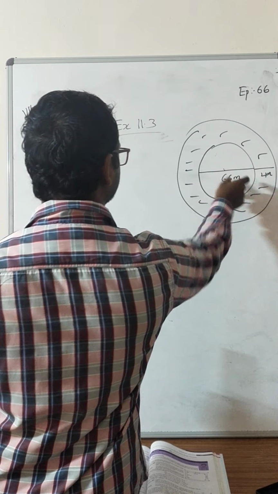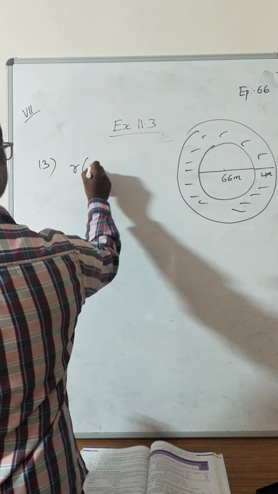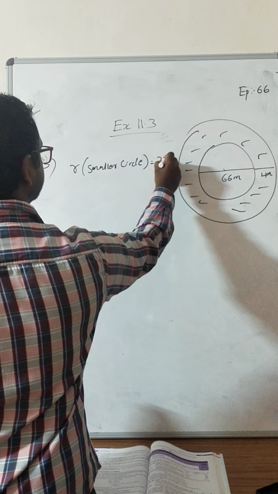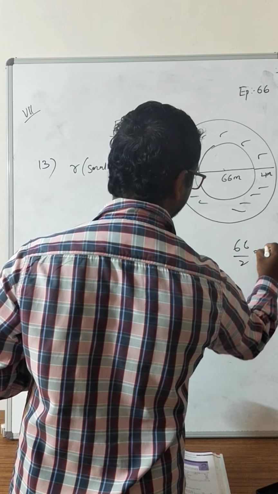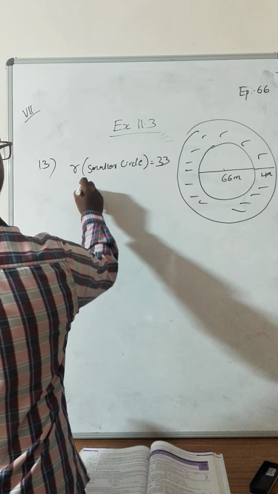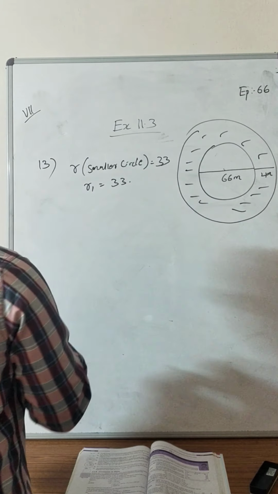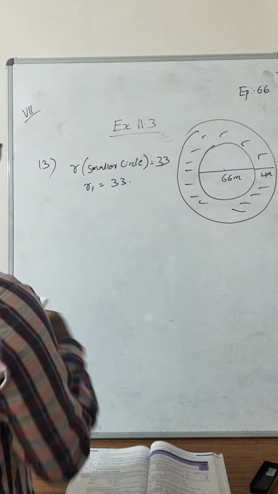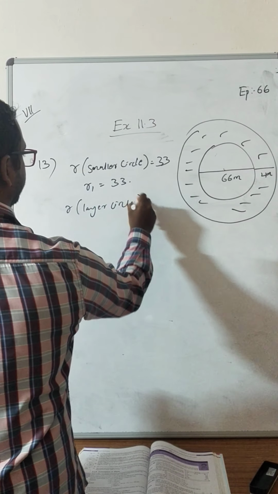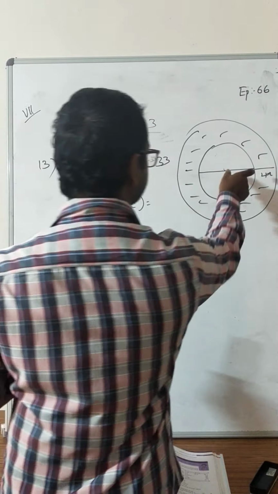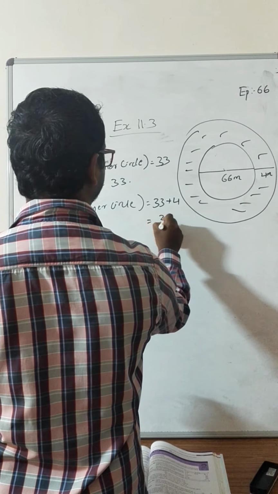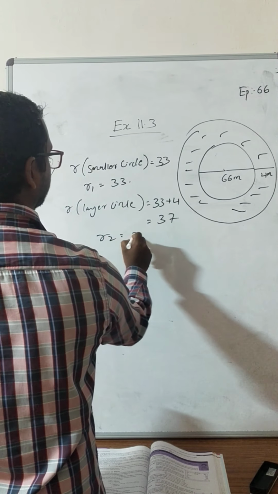So what is the radius of the smaller circle? 66 by 2 is how much? 33. So the radius of the smaller circle is 33, or we can say R1 is 33. Now the radius of the larger circle is 33 plus 4. So 33 plus 4 is 37. So we can say R2 is 37.